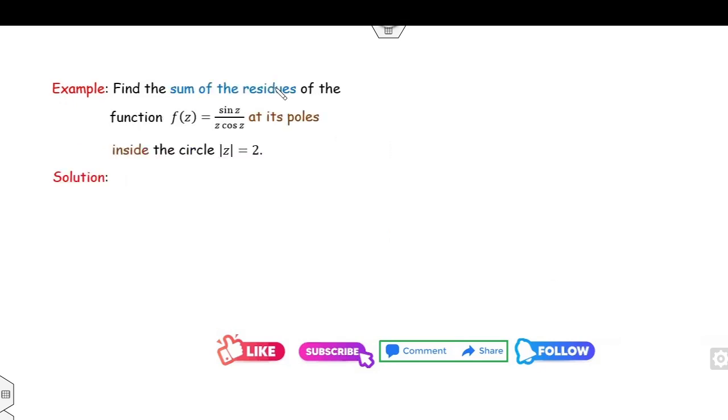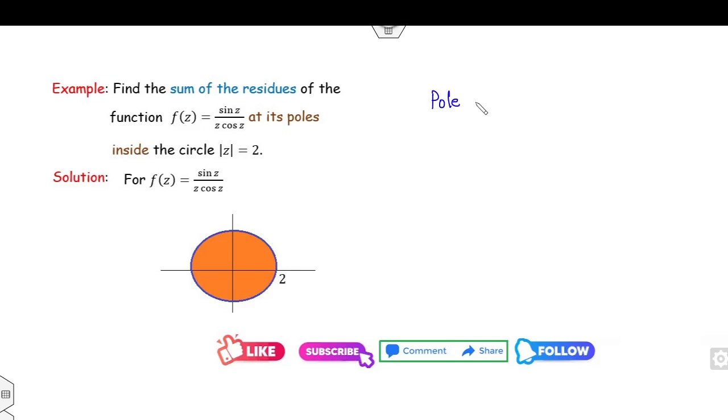Look at the next one. Find the sum of the residues. Your target is to find the residues at the poles inside the circle. Can you draw the curve? The curve is a circle of radius 2. Now, can you find the poles of the function? How can you find the poles of f(z)?